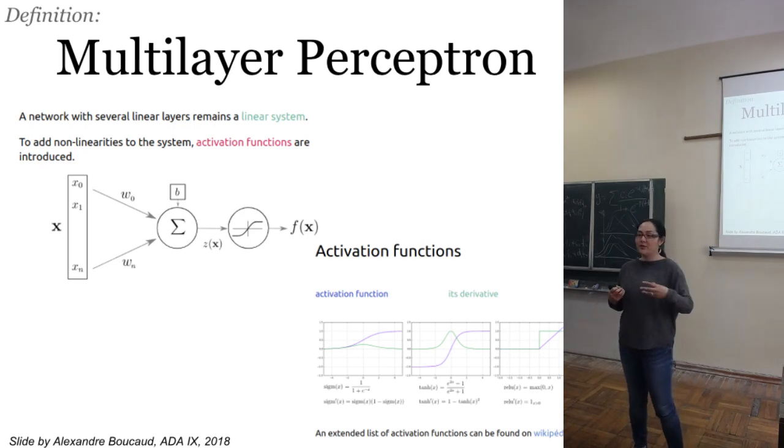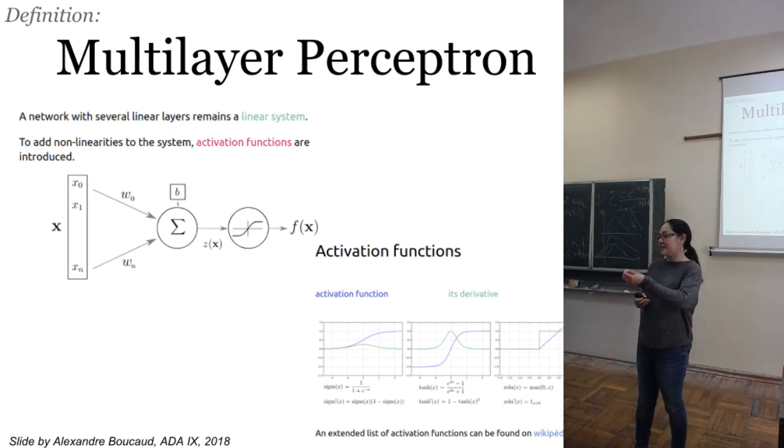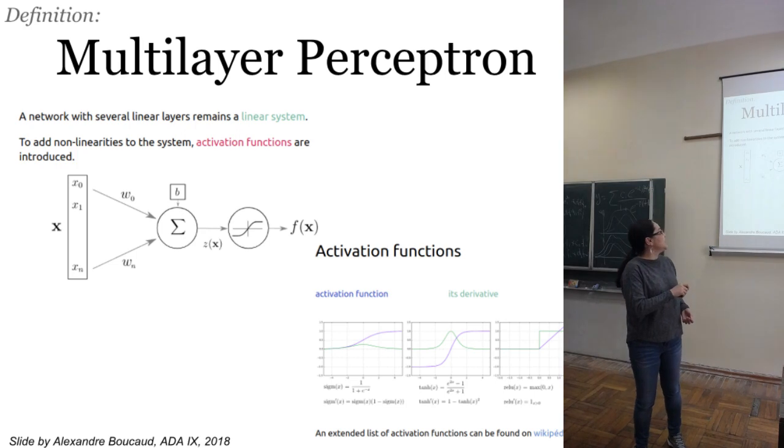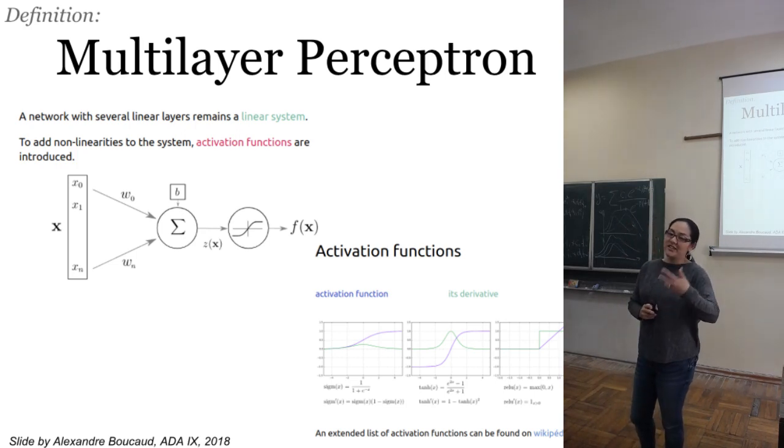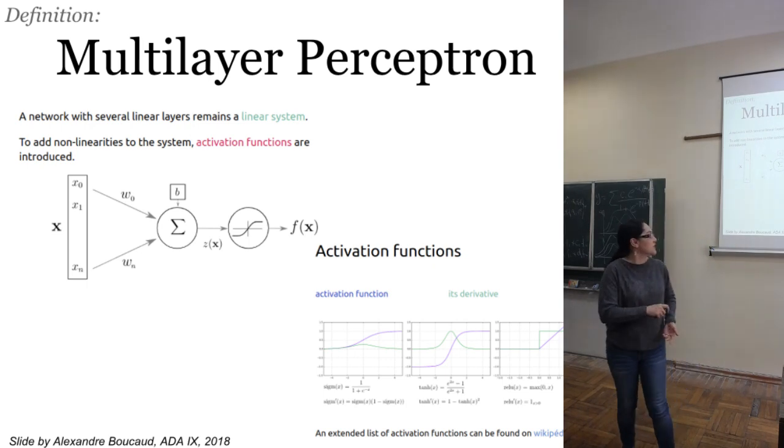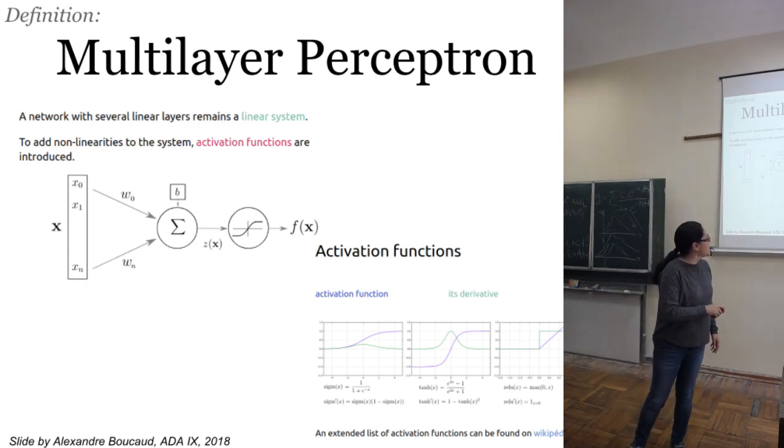Remember that I told you each neuron had a linear expression within it. But you can also add non-linearities, and at each neuron you have an activation function that you cannot see here, but it can be a tangent or a sigmoid.